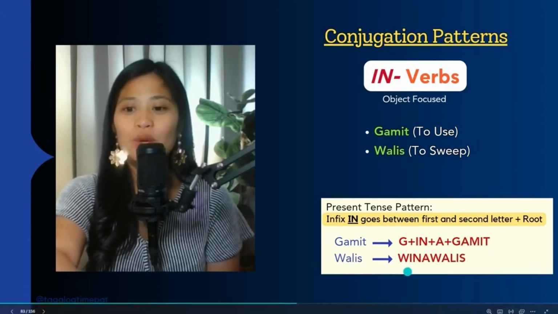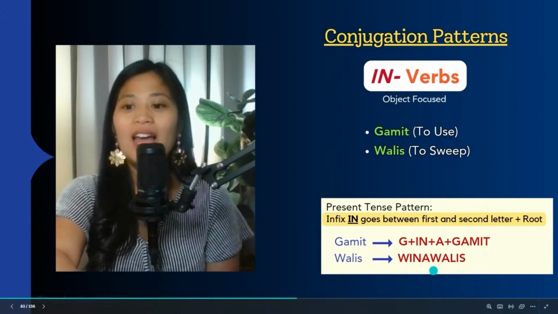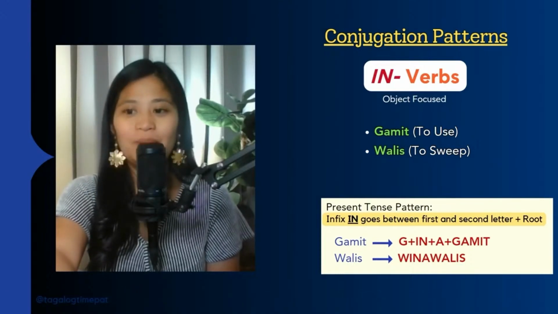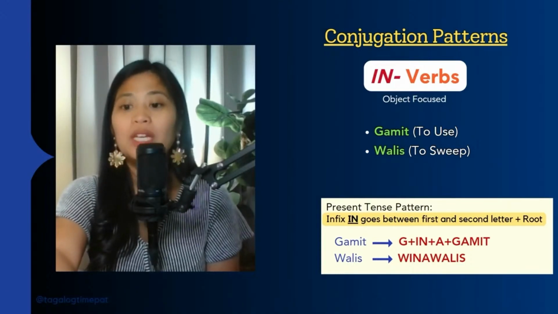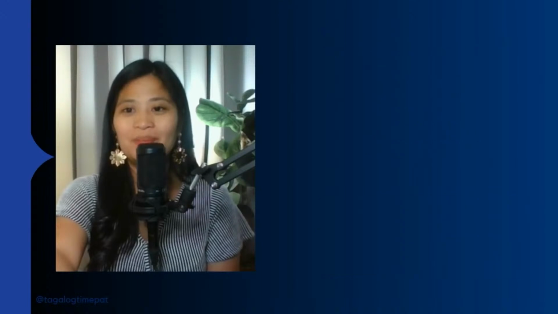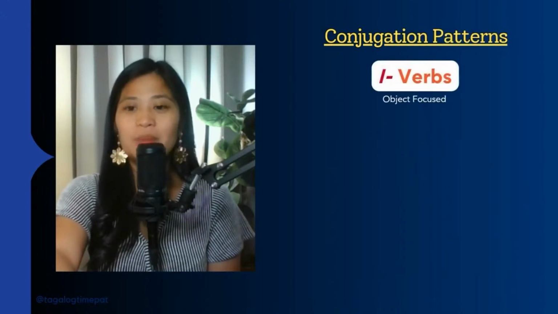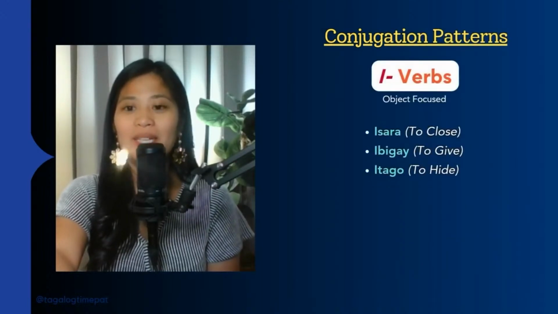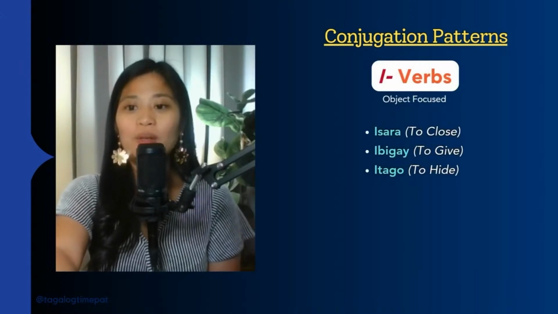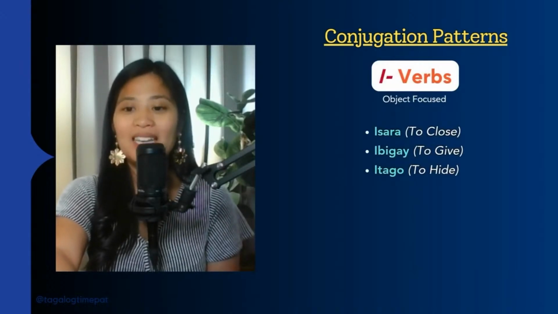So in just goes between the first and second letter, and then the root goes at the end. Winawalis ko yung sahig. I am sweeping the floor. Winawalis. Lastly, i-verbs. These are object-focused. Some examples are isara, to close, ibigay, to give, itago, to hide.